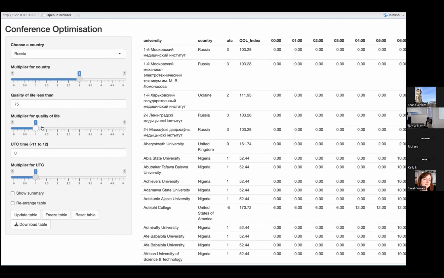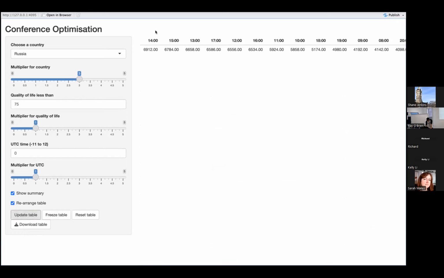Now we want to slide this back to 1 because we don't want a 10 times multiplier on countries less than 75. We will click update table again, show summary, and rearrange the table. As you can see, 2 p.m. is still the most optimal time given Russia is co-hosting, and the second place will be 3 p.m. And to send out the schedule, you just need to click download table and it will save it as a file on your computer.